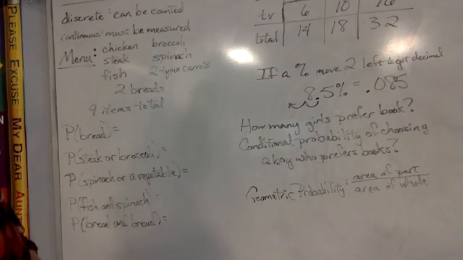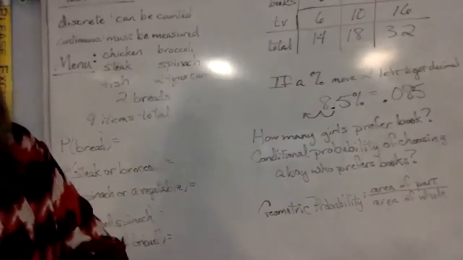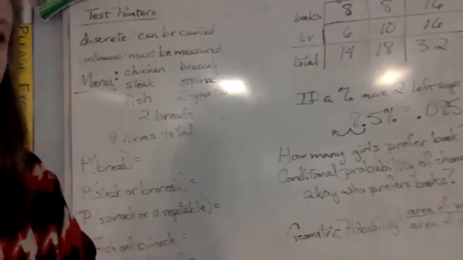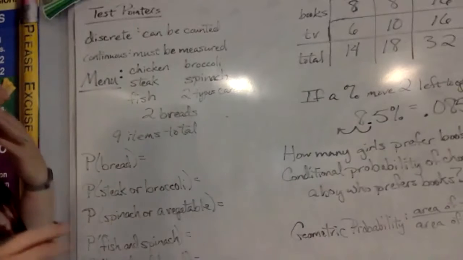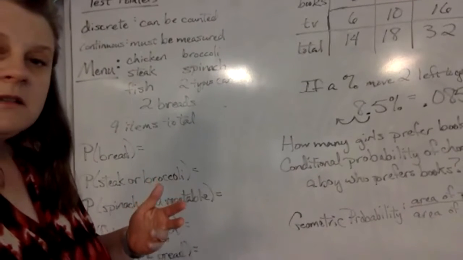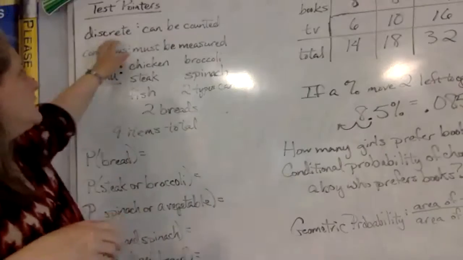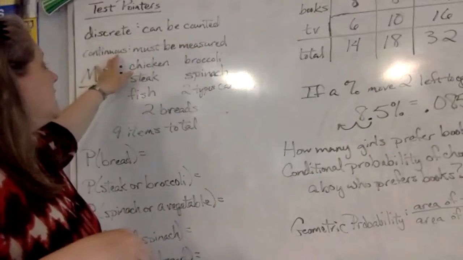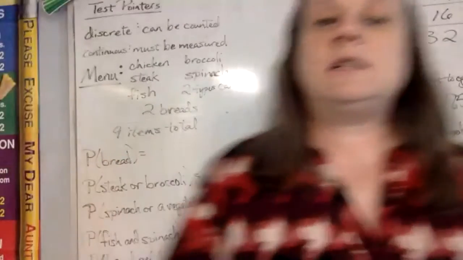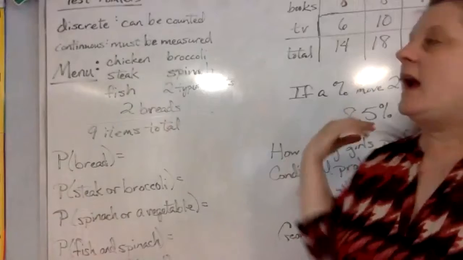Now, on here, some of the first things is some of the multiple choice stuff on the first page. It's just about our different types of probability. So remember, we had two different things. We had discrete and we had continuous. Discrete means it can be counted, and continuous means it must be measured.